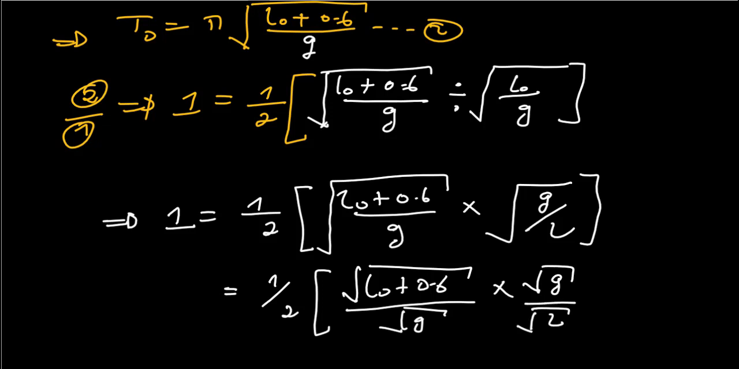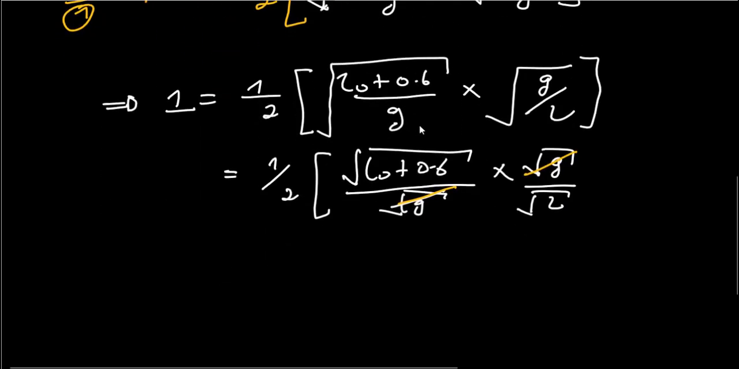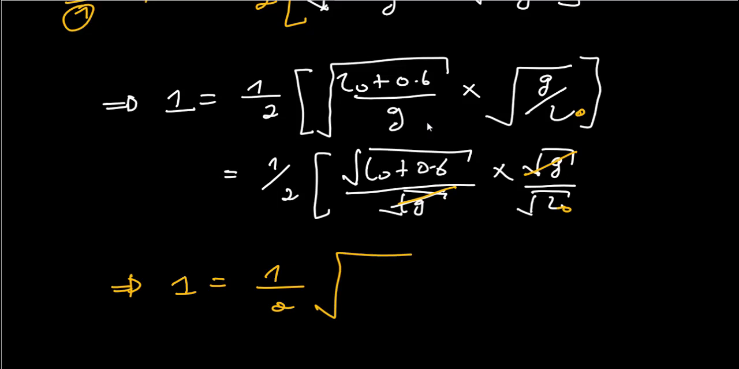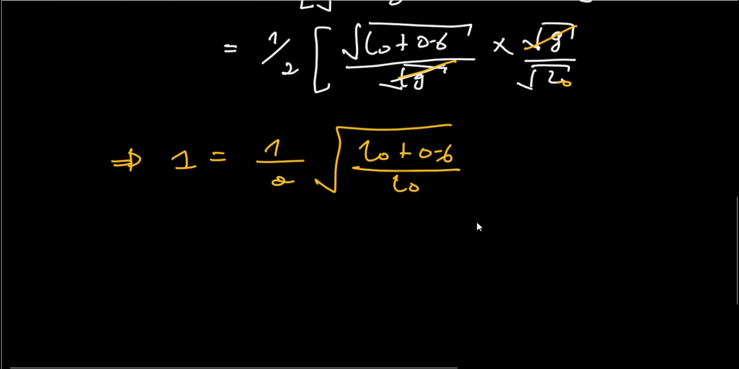So we'll do some cancellation. The square root of G we cancel out with the square root of G, so these two cancel out, so I'll be left with L naught, so 1 will be equal to a half times the square root of L naught plus 0.6 divided by L naught. So you can get the value of L naught from this equation.